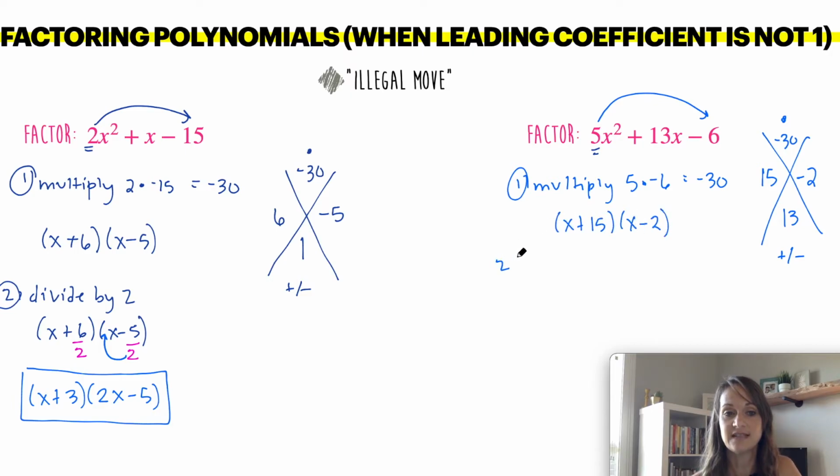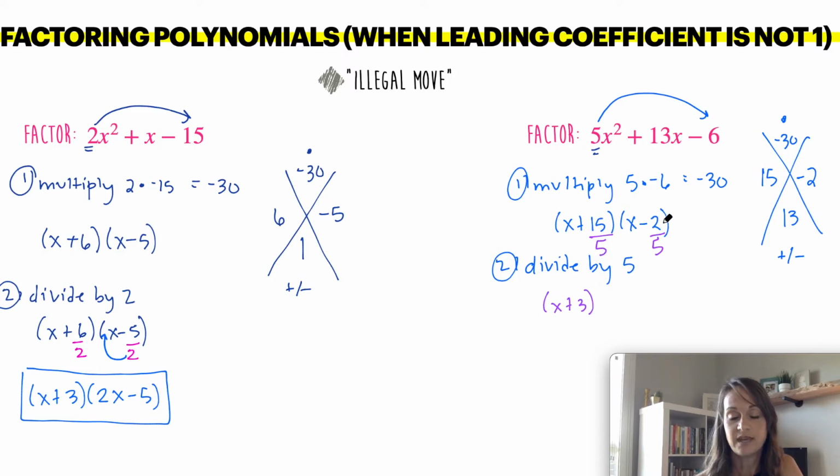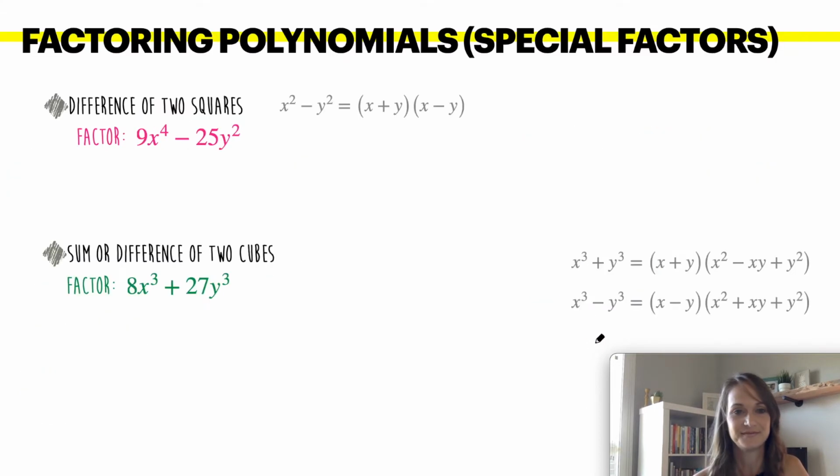Now the second step, since we multiplied by 5 in the beginning, we are now going to divide by 5. So when we divide by 5, we divide by 5 the constants. 15 divided by 5 is 3. You cannot divide 2 by 5. That's as simplified as it goes. So you're going to throw the 5 in front of the x, and those are your two factors, x plus 3 and 5x minus 2.